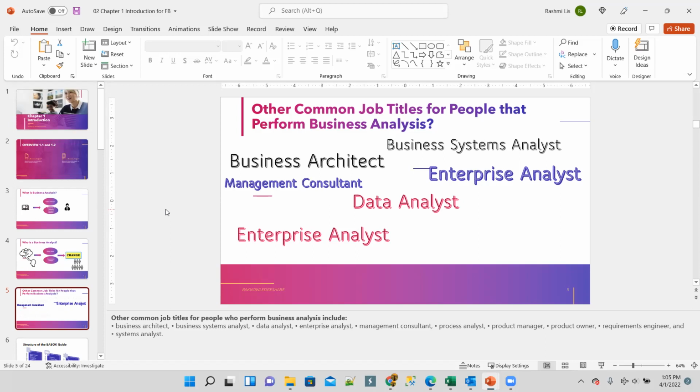Common job titles for people that perform business analysis are business systems analysts, business architects, data analysts, enterprise analysts, and there's a lot more to this list.